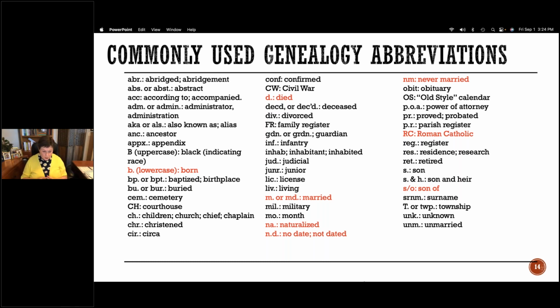So these are abbreviations. They are frequently used by genealogists to share information with other genealogists. And also, you just might find them handy as well because it's a lot easier, for example, to put B period instead of writing out born, or S/O for son of.